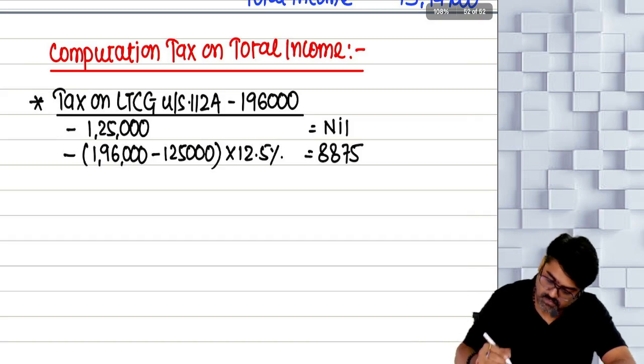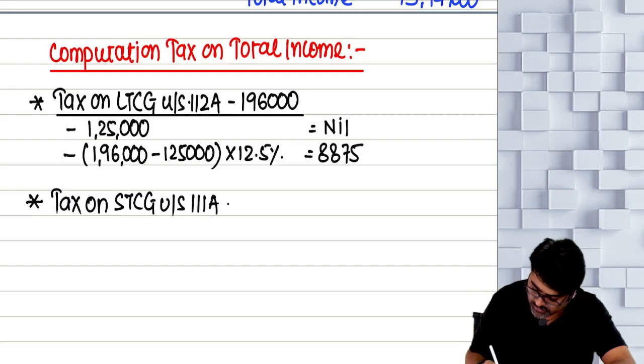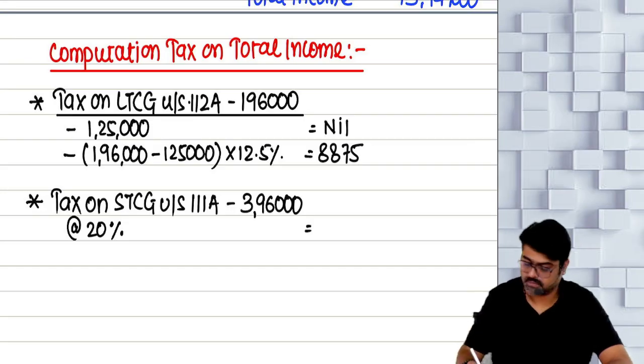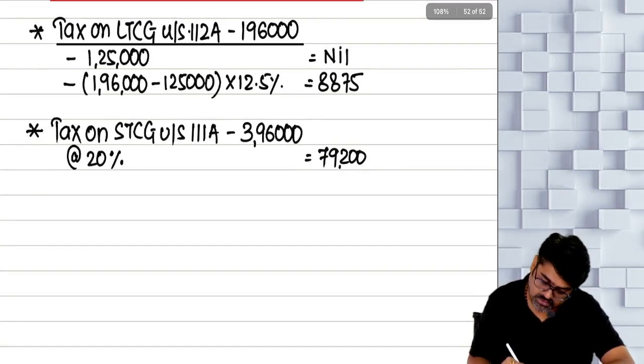Now I will calculate tax on STCG under section 111A. And what was the STCG? 3,96,000 at what rate? 20%. So what is the 20%? How much? 79,200. Okay, no?